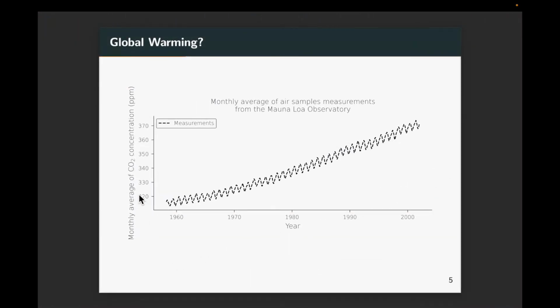Do we have global warming? Do we not have global warming? Is the world warming up? I leave that to the experts. But if you just look at the CO2 concentration, at least, it is going up based on this data. This is taken from Mauna Loa. Where is Mauna Loa? Does anyone know? Hawaii. So these measurements of CO2 are taken from Hawaii.